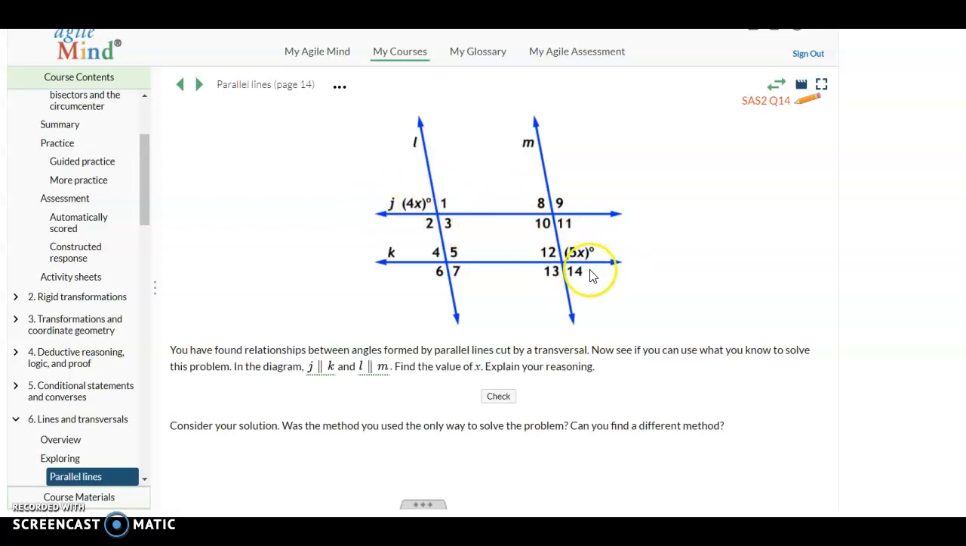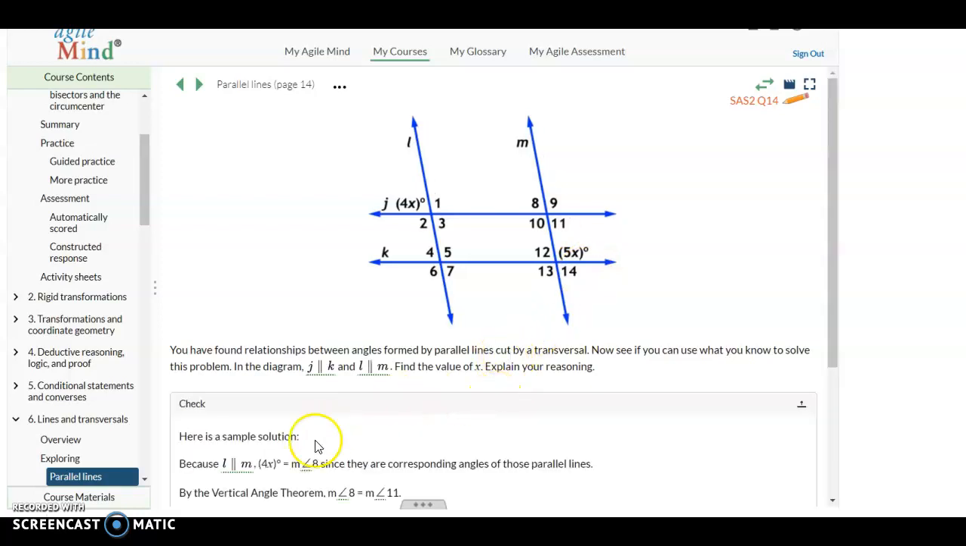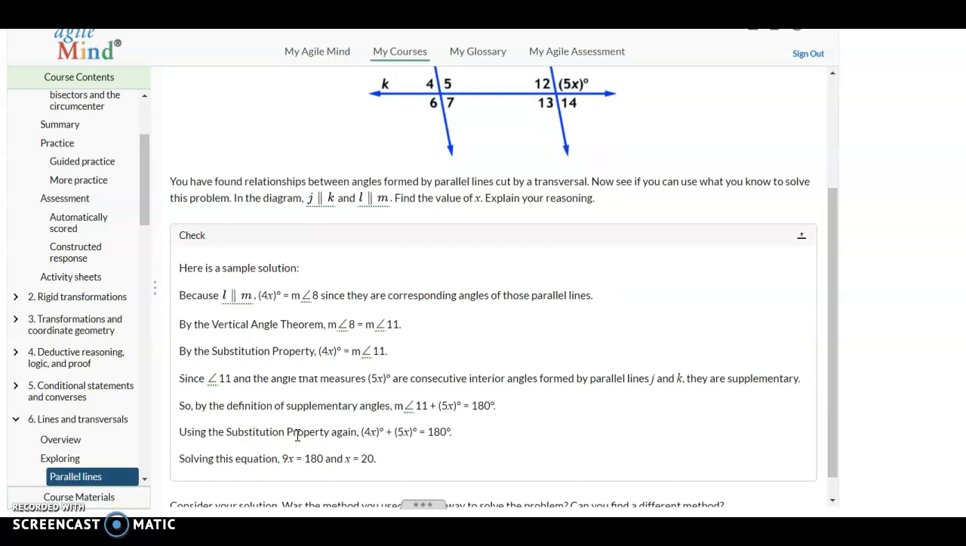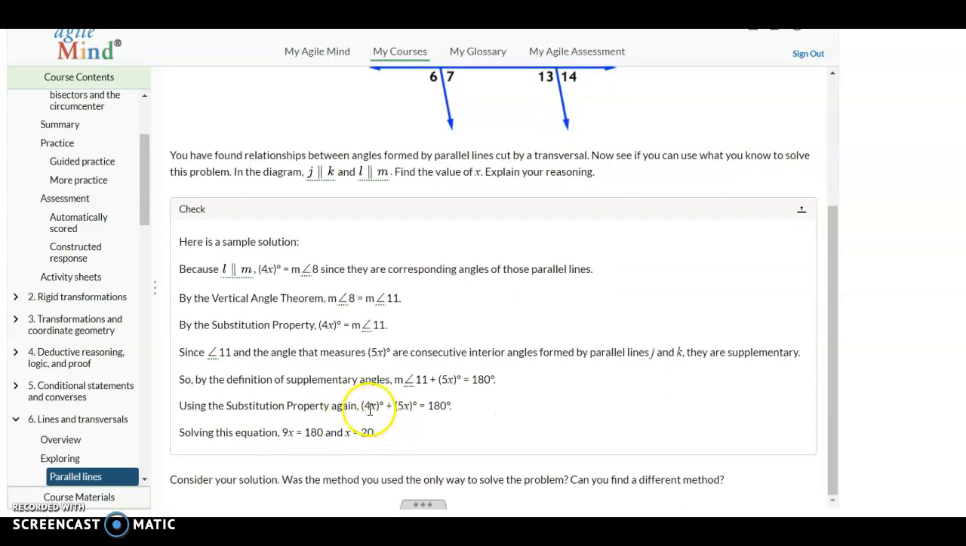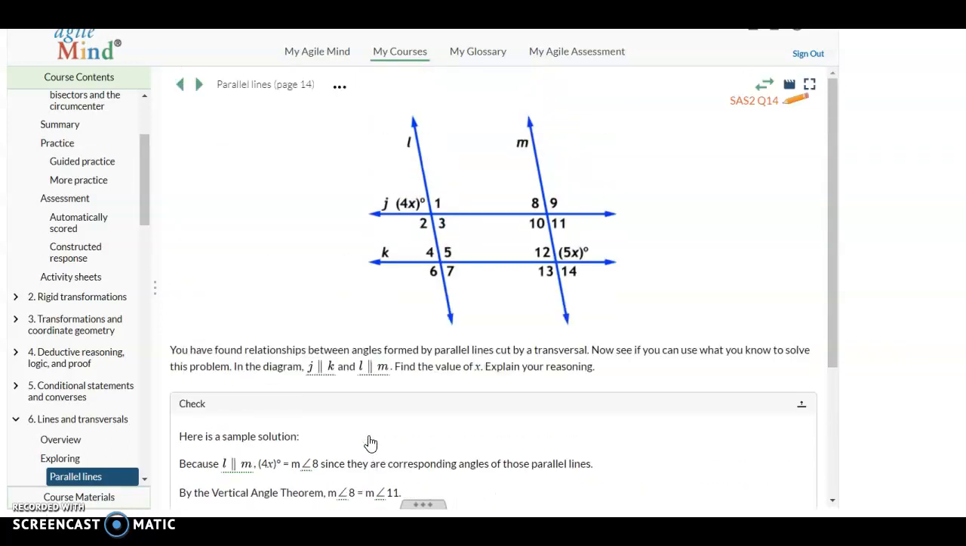So as our work on number 6, we would add the 4x and the 5x together and set them equal to 180 degrees. So 4x plus 5x is 9x. Dividing by 9 on both sides would make the value of x be 20. So again, lots of different ways of getting there, but the result should be the same for everyone. 4x plus 5x equals 180.